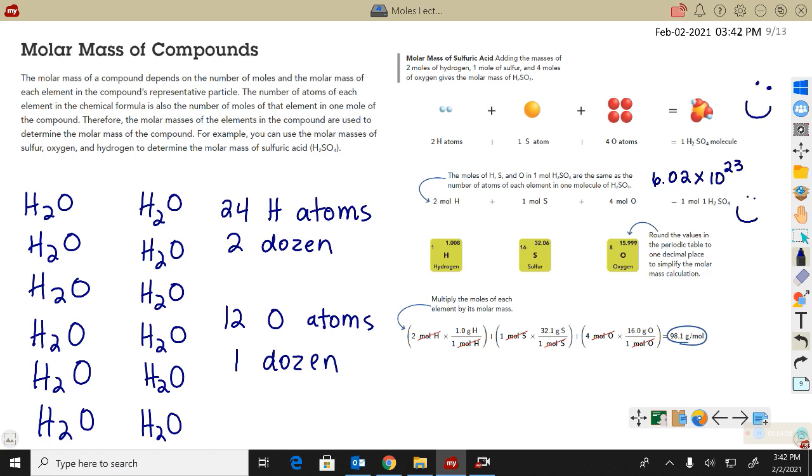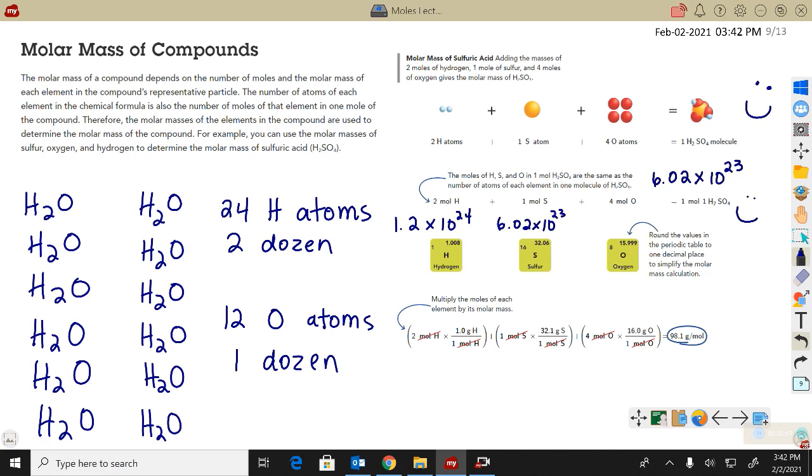Now, if I wanted to know exactly how many hydrogen atoms, I could multiply 2 times 6.02 times 10 to the 23rd. I'll say 1.2-ish, 1.2 times 10 to the 24th. It's like 12 times 10 to the 23rd, but if I put that in proper scientific notation, that'd be 1.2 times 10 to the 24th. That would be the number of hydrogen atoms. There'd be 1 mole of sulfur atoms, 6.02 times 10 to the 23rd.